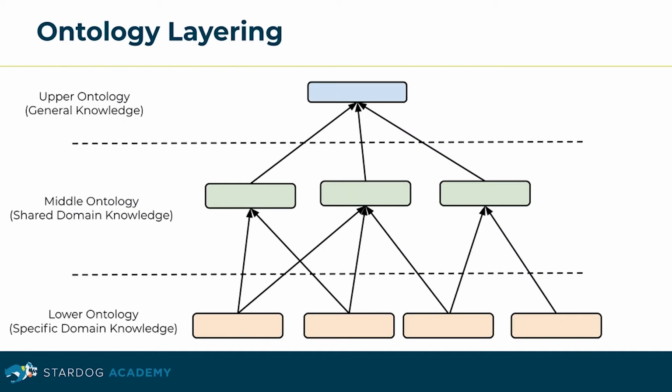With regards to ontology layering, what's important to understand is that ontologies could be defined to represent different layers of knowledge representation. So we could have upper ontologies defining more general knowledge, we could have middle layer ontologies defining shared domain knowledge, and then we could also have more specialized lower ontologies defining specific domain knowledge.